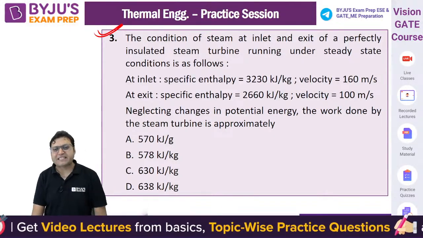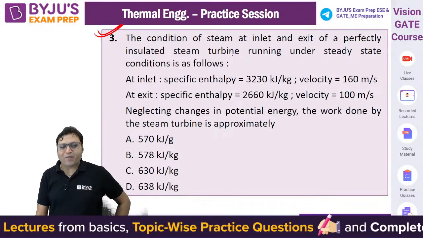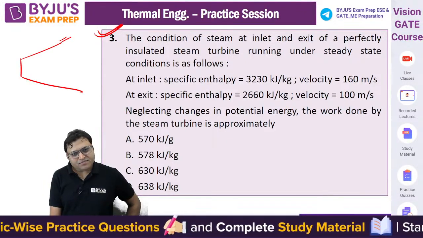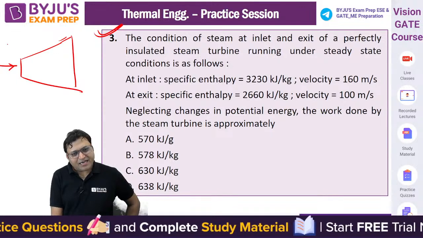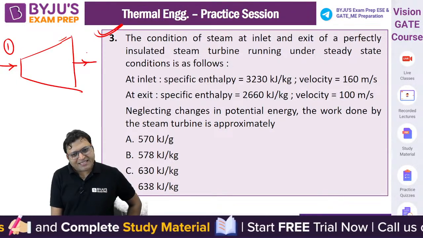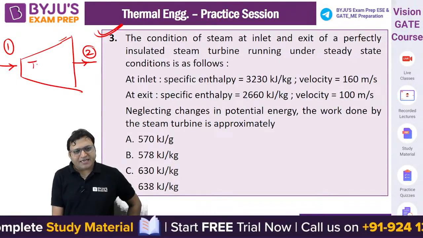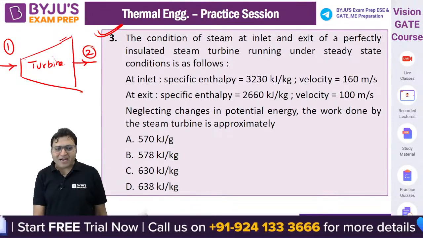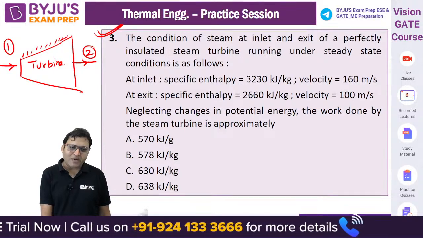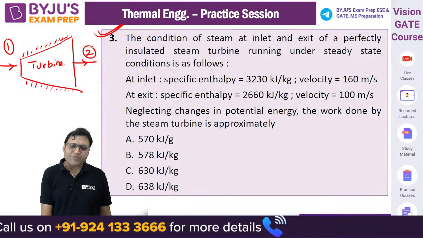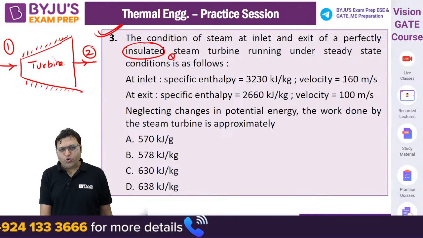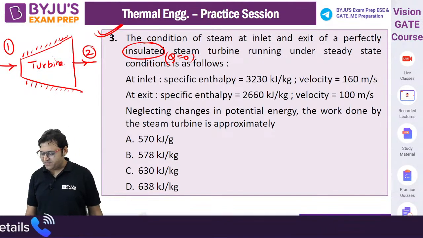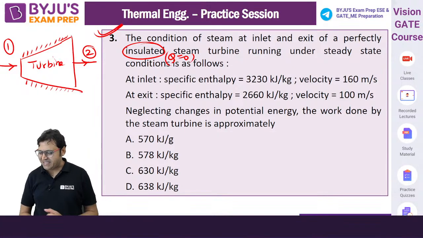The condition of steam at inlet and exit of a perfectly insulated steam turbine. There is a steam turbine. This is inlet, let me call it point 1. This is exit, let me call it point 2. This is the turbine. What is the meaning of perfectly insulated? When the system is perfectly insulated, it means Q will be equal to 0. There is no heat transfer.